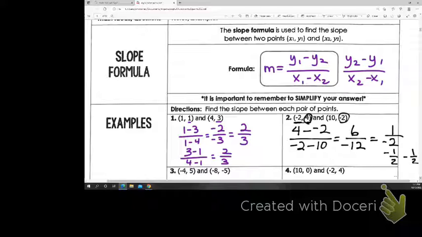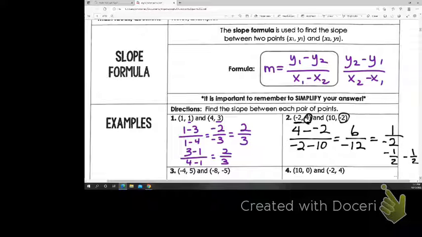And if someone had set that problem up the opposite way, they would have had -6 over +12. It's still -1/2. But we have to be careful with our sign numbers. We must remember that there is a negative within the formula. And again, the other thing is, it has to be the y's that get subtracted on top because it's rise over run.